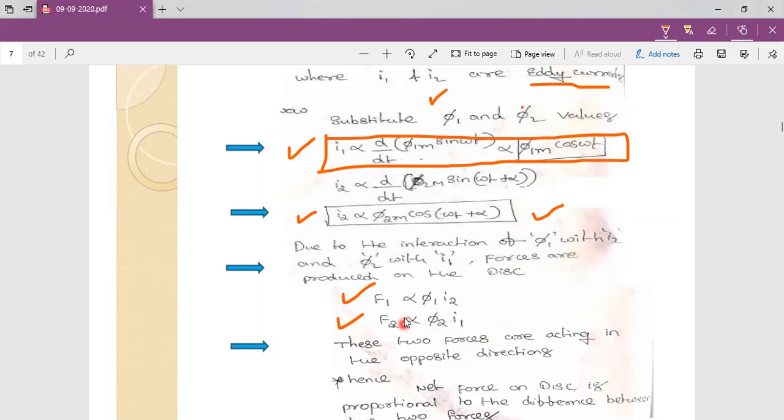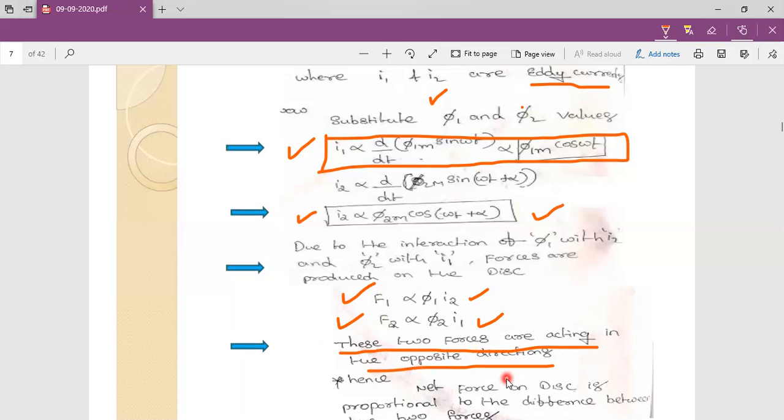Okay. In the same way, here also torques are developed. One torque is because of this interaction, and another torque is because of this interaction. So ultimately we can see two forces on the disk. The first force is F1 and the second force is F2. Now next point, these two forces are acting in the opposite direction.